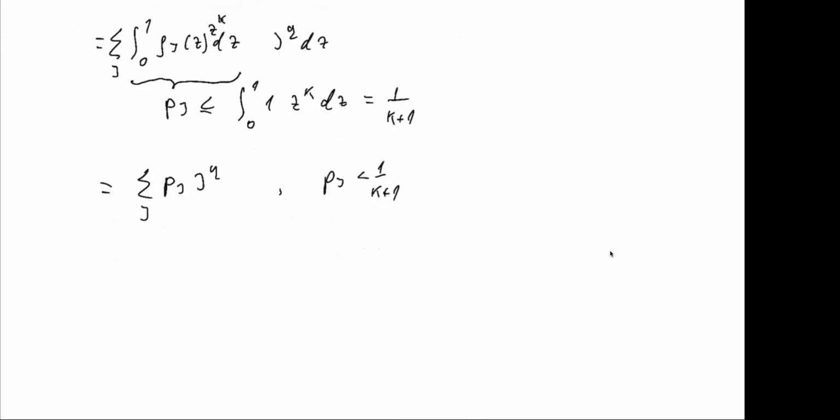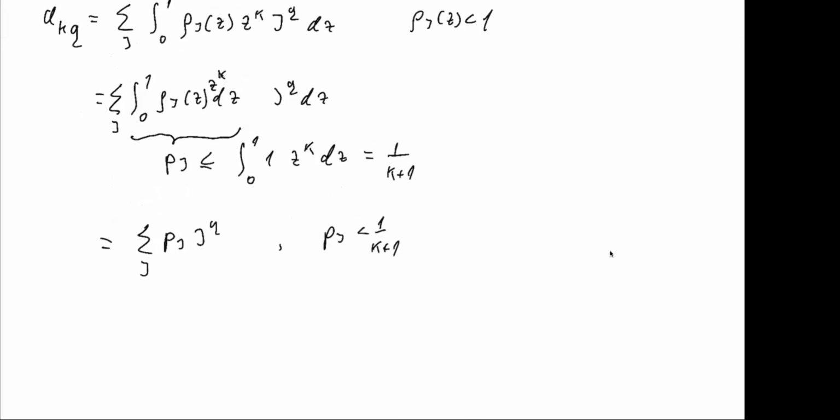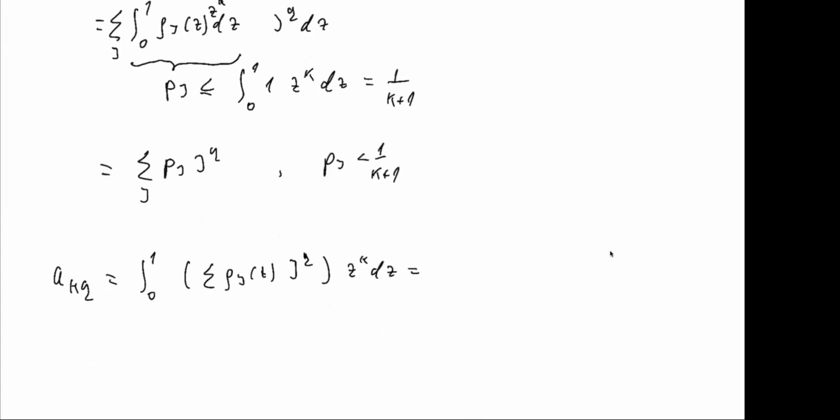If I'm looking at the continuous version, meaning the 0 to 1 part, that's the problematic part, right? Then you do it basically the other way around. You do the sum inside here. It's going to be rho J of Z, J Q. Now basically I define this thing as my rho J Z.